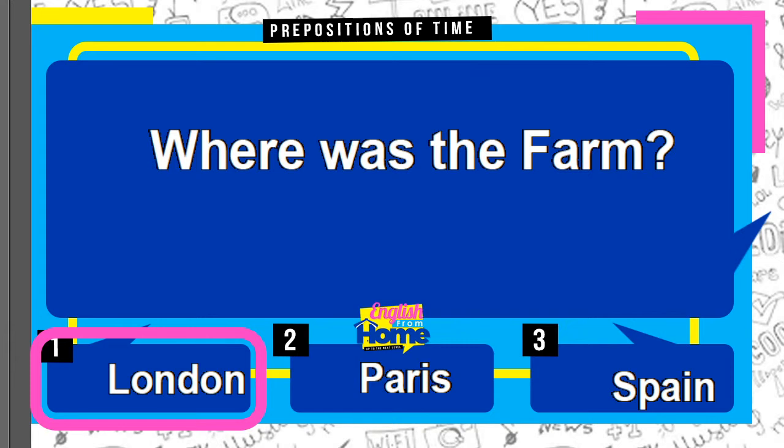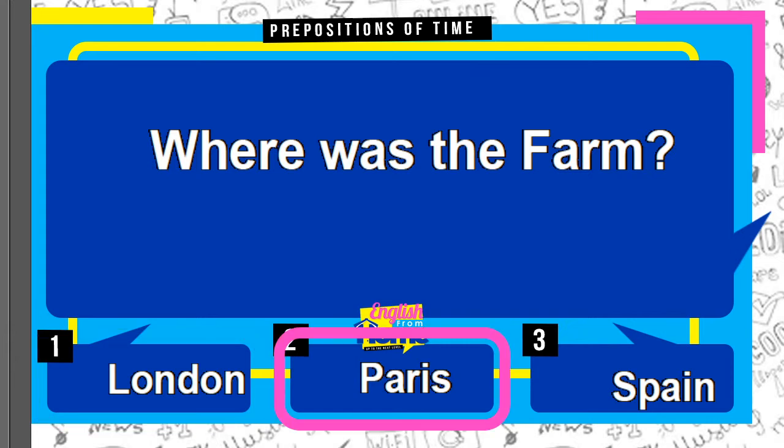Number 2, Paris. Who wouldn't love to go to the Eiffel Tower, right? And number 3, Spain, okay? A lot of soccer teams from Spain, very famous. But we have to write the correct answer. Remember to type it in, okay? You can type it in the chat box. What's the correct answer? 1, London, 2, Paris, or 3, Spain. Let's go, guys. Try to remember from the audio. Where was the farm located?